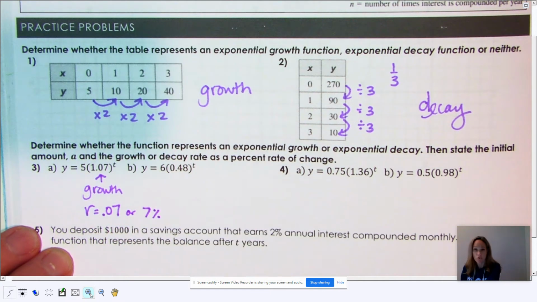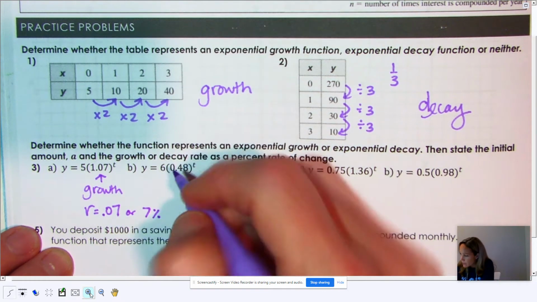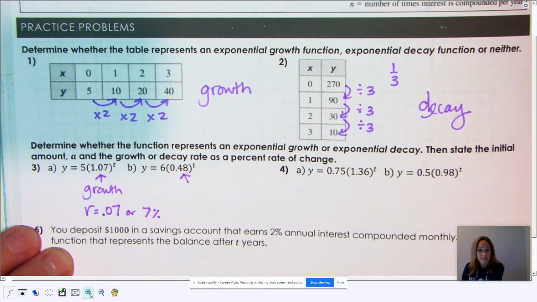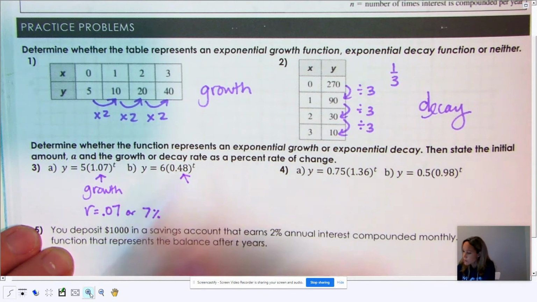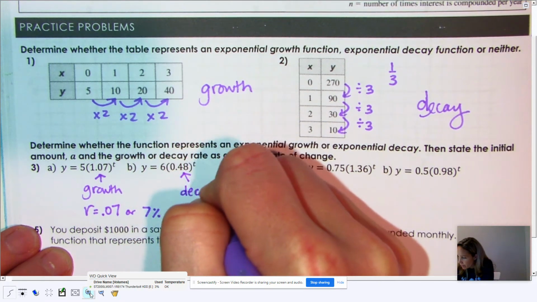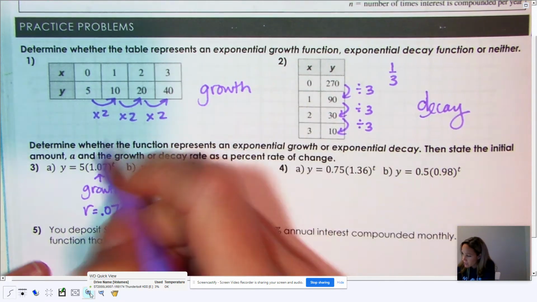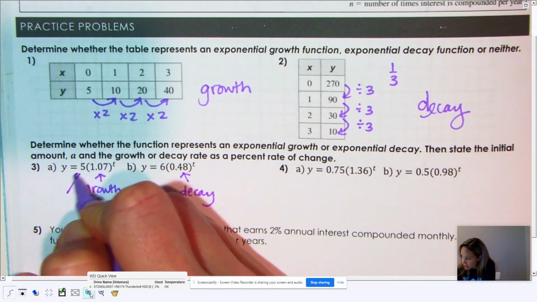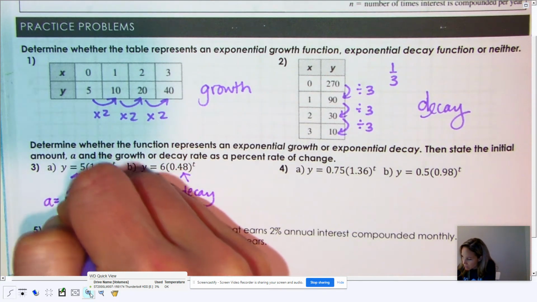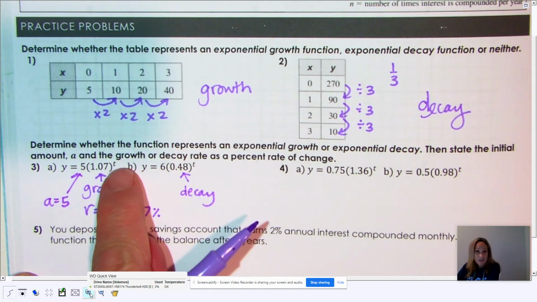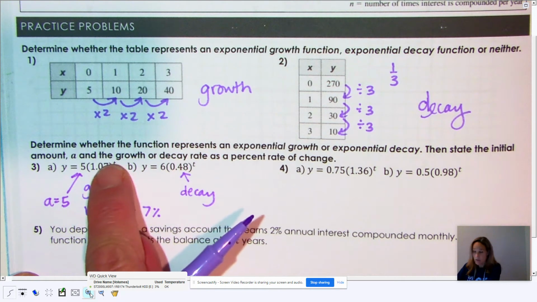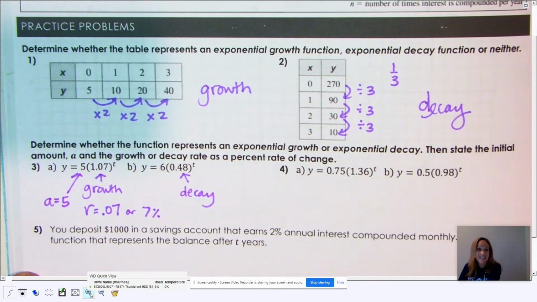Okay, 7% growth. Let's look at this one now. That one is smaller than 100% because 100% would just be having a 1 there. So this one would be decay. Oh, and I just realized I forgot to give the initial amount. That's our initial amount, A. A would be 5. So assuming that we had 0 years, and remember, anything to the 0 is 1. So 5 times 1 is 5. That is our initial amount.